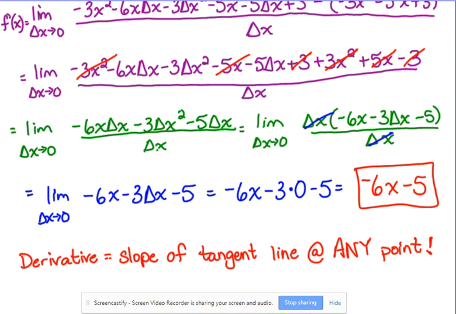So I've got some problems in the textbook that I want you to work on, finding the derivative of these polynomial functions, and then we'll look at some more difficult functions later on.